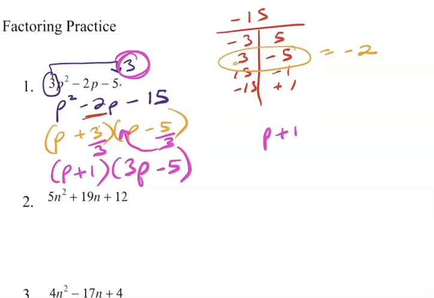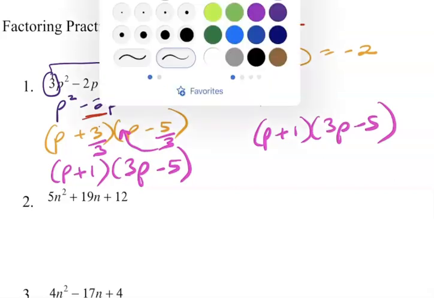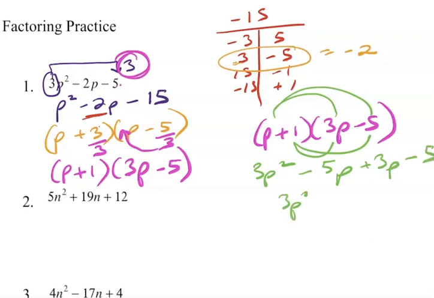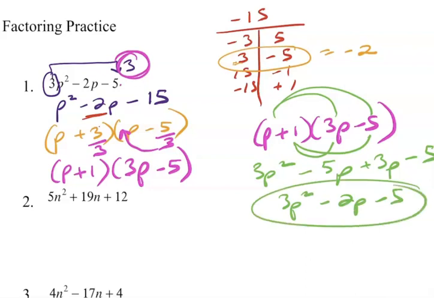So take p plus 1 and 3p minus 5 and multiply them together to see what you get. First terms, 3p times p is 3p squared. Outer terms, minus 5p. Inner term, 3p. And last, minus 5. Collecting terms, voila, I've got what I want. Okay? That's called the slide and divide. It's not as tricky as you think. You just have to practice it to make it perfect.